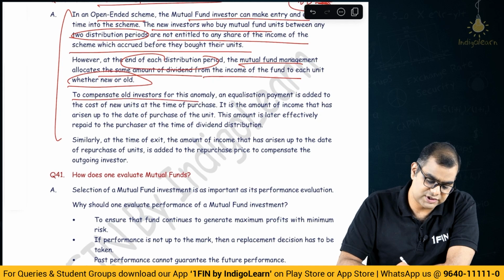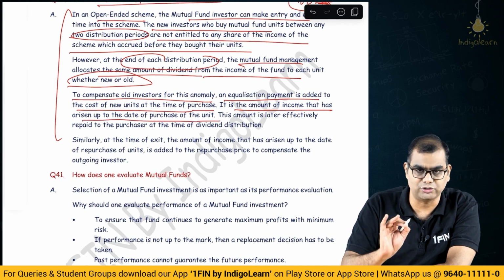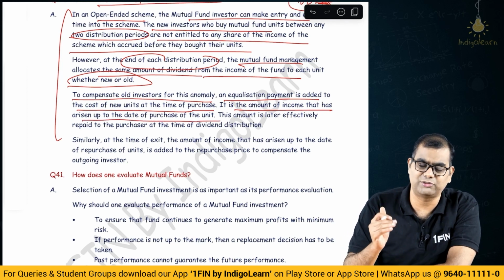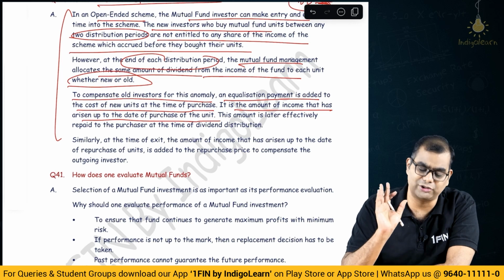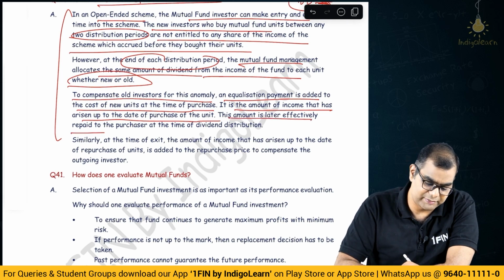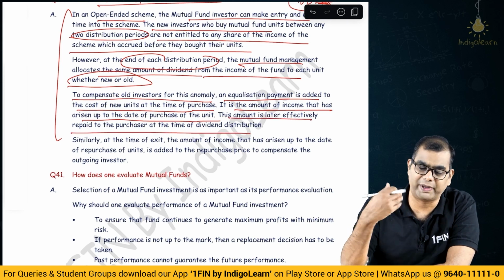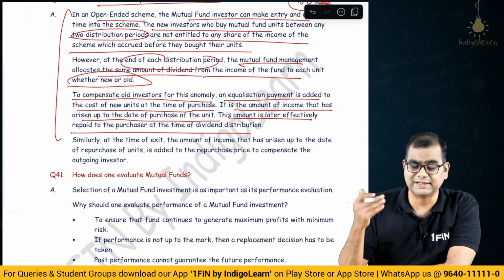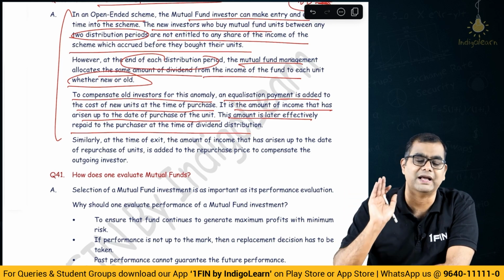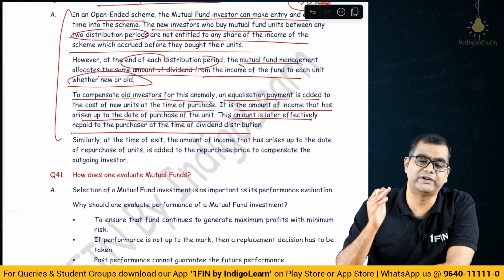To compensate all investors for this anomaly, an equalization payment is added to the cost of units at the time of purchase. It is the amount of income that has arisen up to the date of purchase of the unit. Very simple. Total income that has arisen up to the date divided by the number of units is equal to per unit income. This amount is later effectively repaid to the purchaser at the time of a dividend distribution. So, you pay first 10 rupees, then you get back 11 rupees. This happens only for people who are investing in between 2 dividend declaration periods.